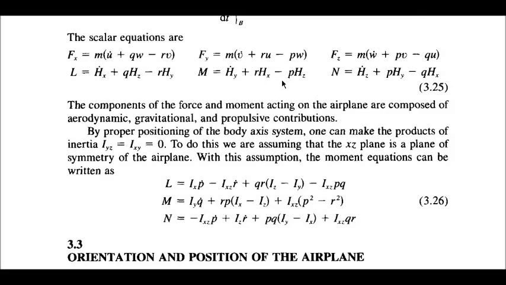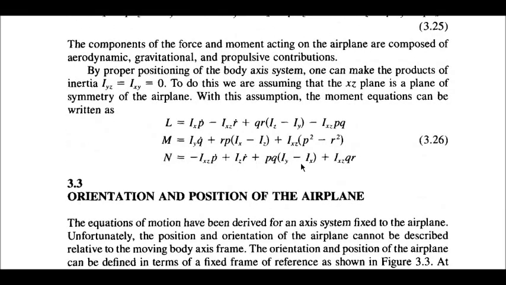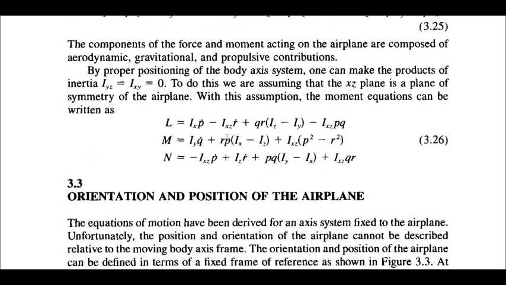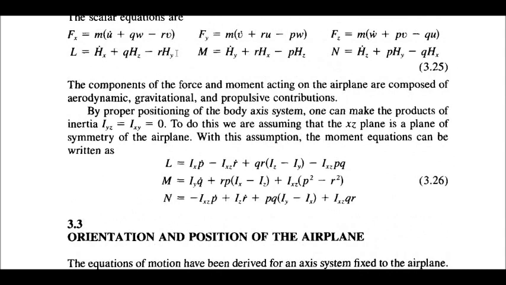Now we have seen this situation. Now we try to look at the orientation and position of the airplane, because this equation is based on body axis. Okay, body axis. So this Q, for example, this Q here is the pitch rate of the aircraft, based on the body axis.